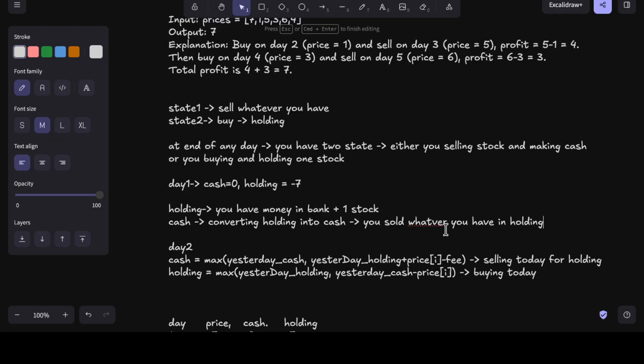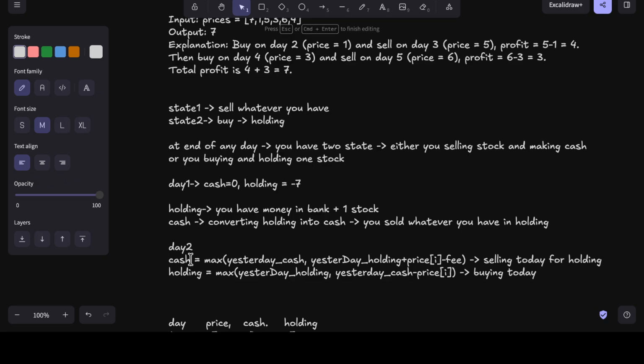Basically, at the end of any day you need to find out the maximum cash you can have and the maximum holding you can have. That's the main formula.